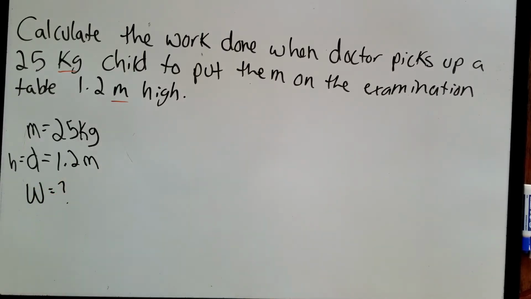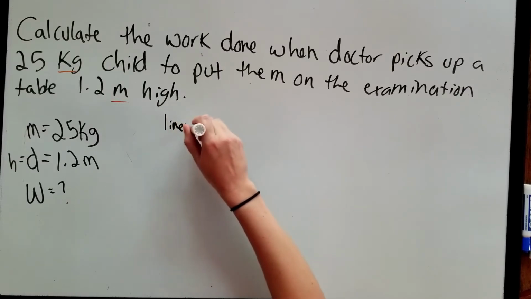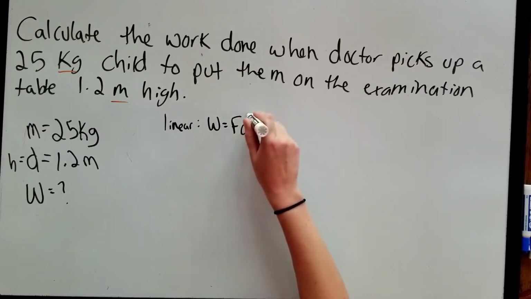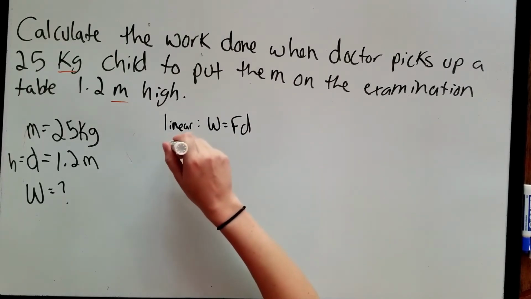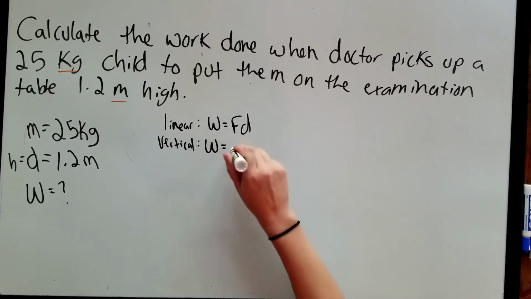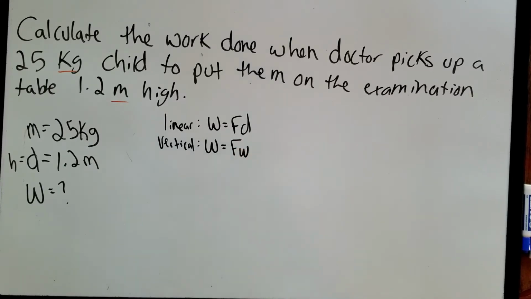Okay, but what type of work? So if you look at your equation sheet, we have linear, where work is equal to force times distance. So we used that in the last problem. But we also have vertical. And for this one, it's still F times D, but the force isn't linear force, it's the weight force. That F sub W that we looked at in chapter 5.